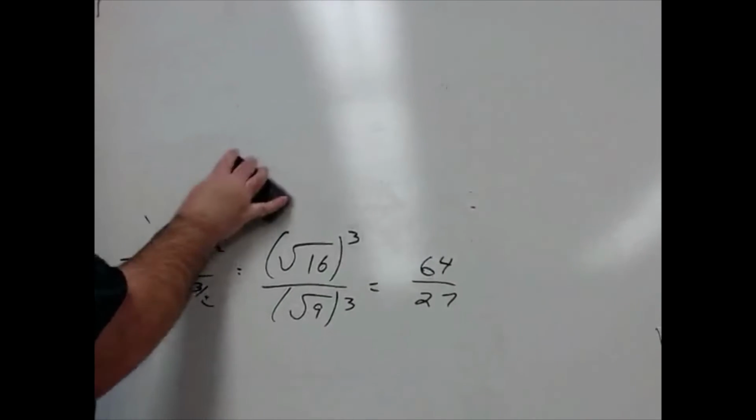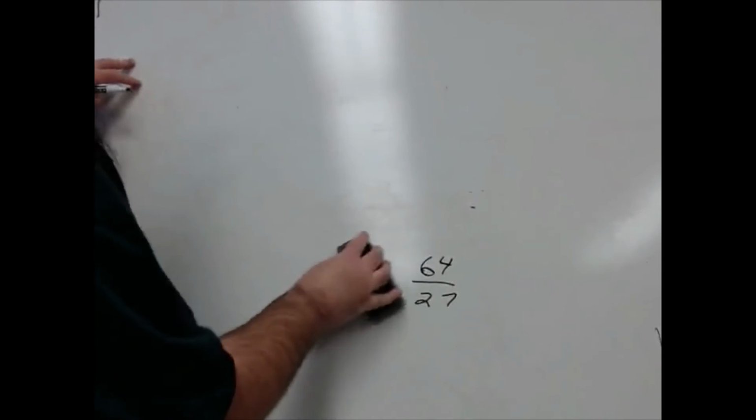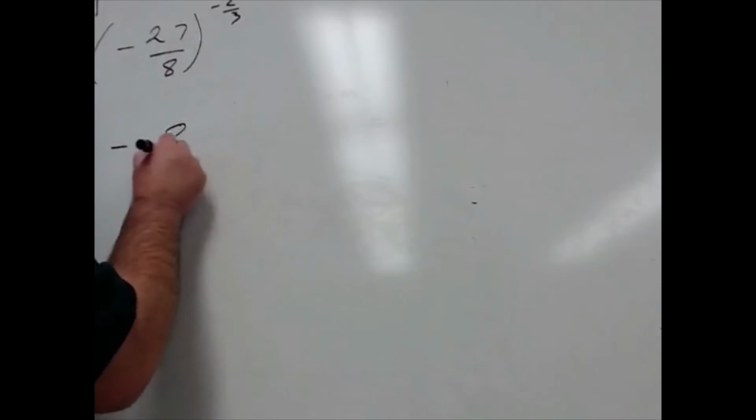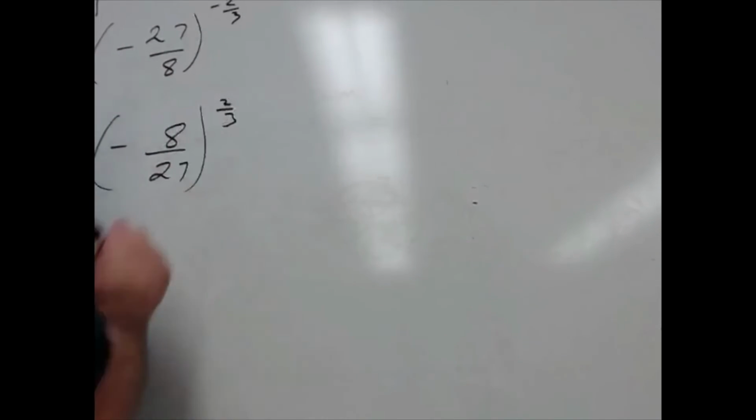So let's do one more just to make sure that you feel comfortable with it. So the next one, we'll go through this one a little bit quicker. So it's negative 27 over 8 to the negative 2 over 3. So first of all, what I can do is, since this exponent is negative, I flip the fraction that's in here. So this becomes negative 8 over 27. And now this is a positive 2 over 3 exponent.